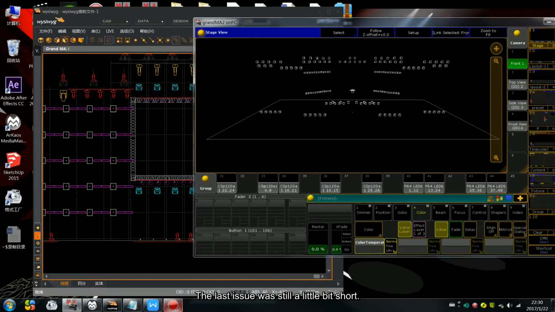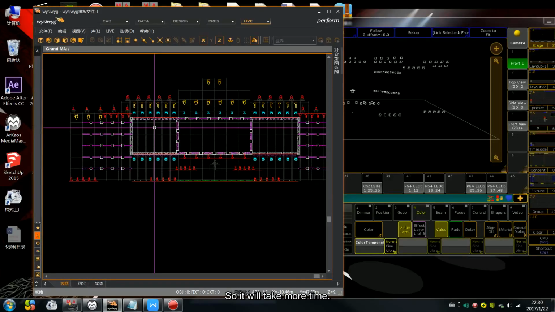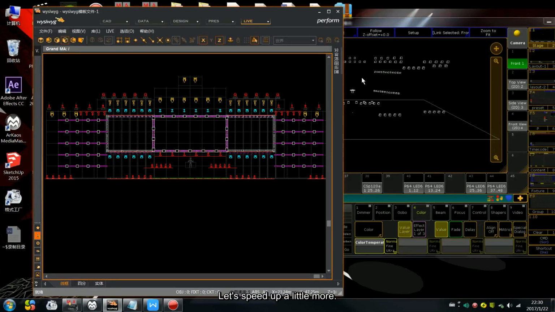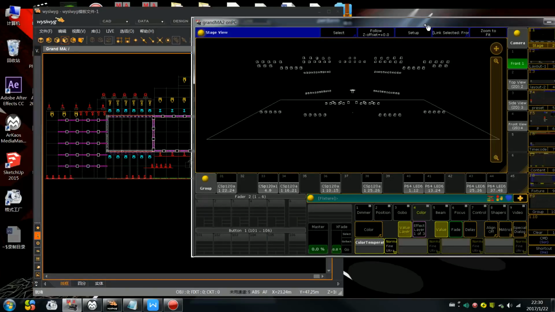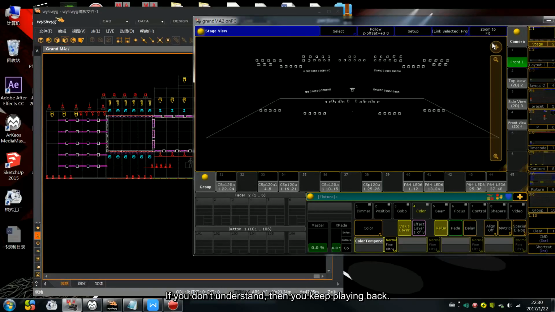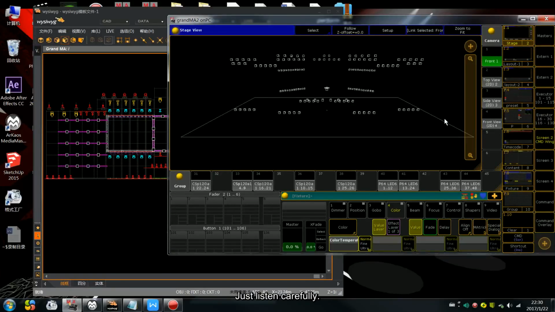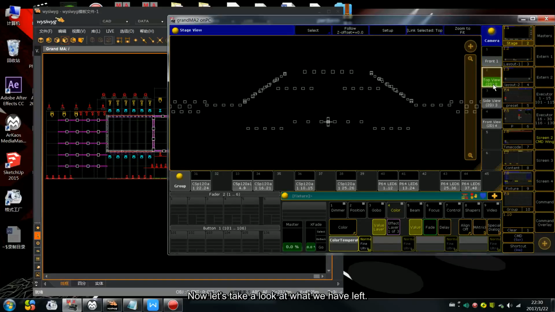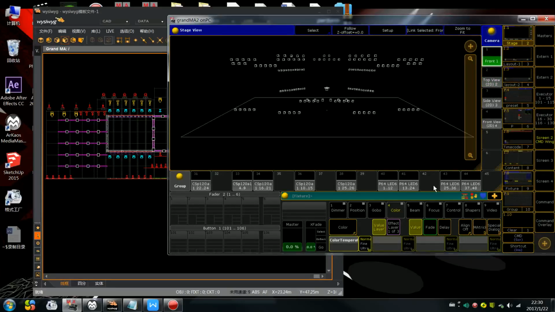The last issue was still a little bit short, so there are more lamps here, so it will take more time. Let's speed up a little more. If you don't understand, then keep playing it back. Just listen carefully. I'll speed up a little. Now let's take a look at what we have left.